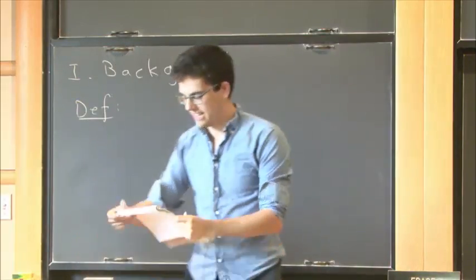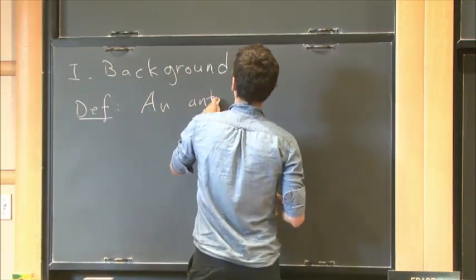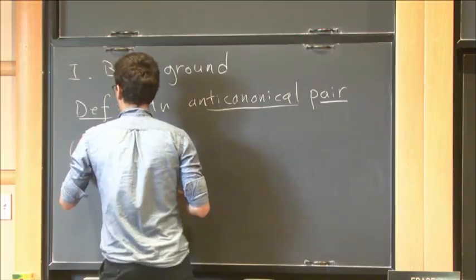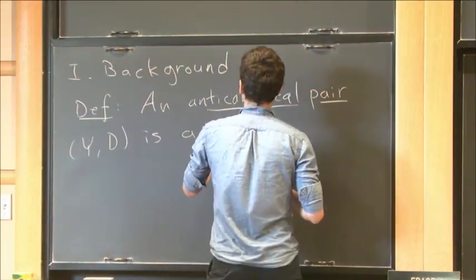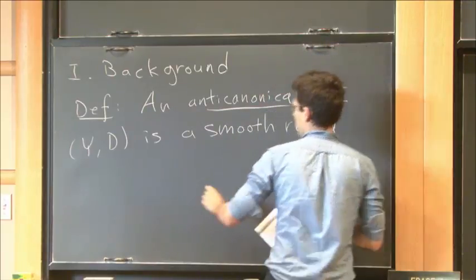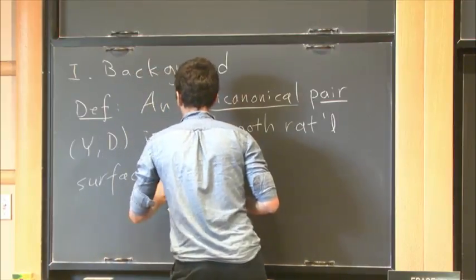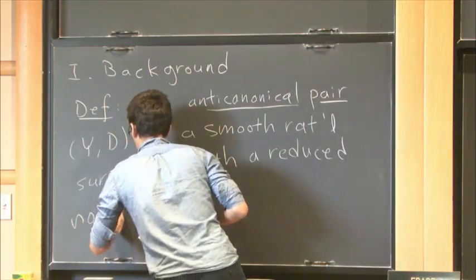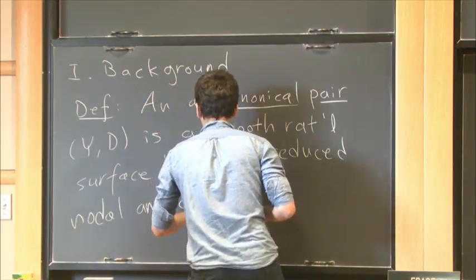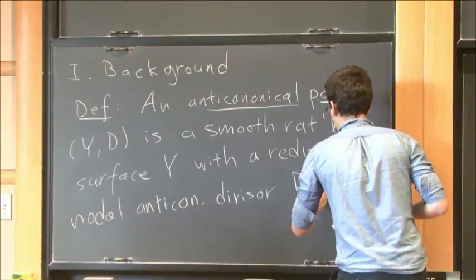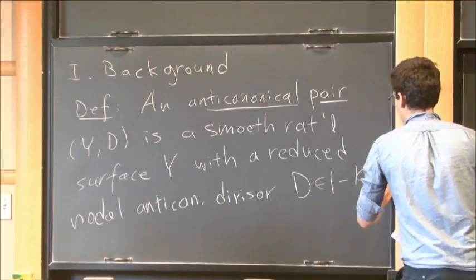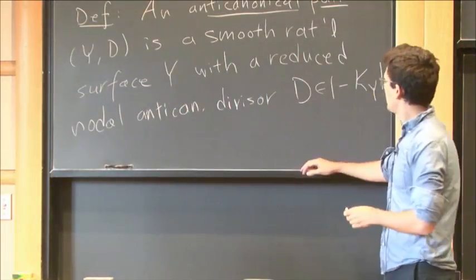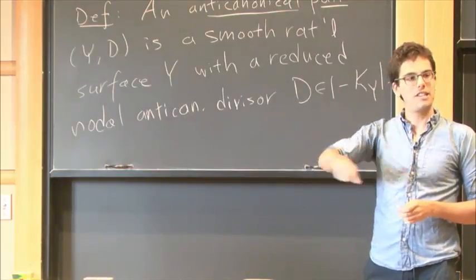So first, I'm going to define the notion of an anti-canonical pair, which we'll denote by YD, is a smooth rational surface Y with a reduced nodal anti-canonical divisor D in the anti-canonical linear system of Y. So the picture you should be thinking about for these guys is a chain of smooth rational curves that form a cycle.